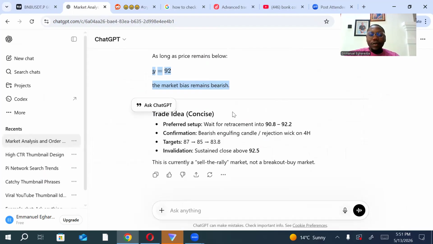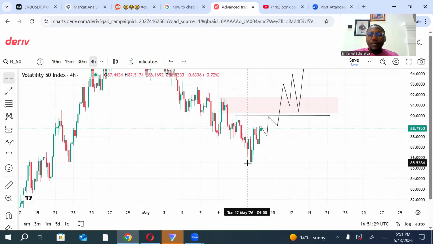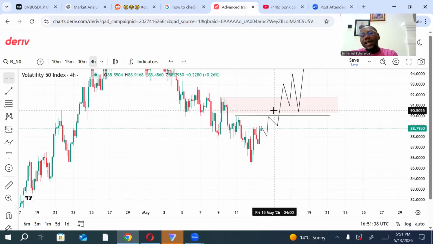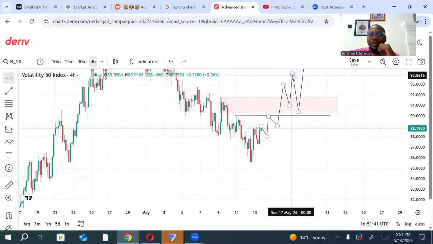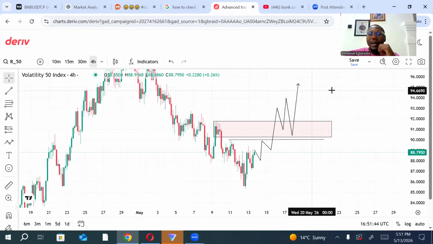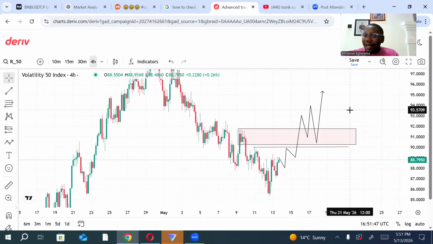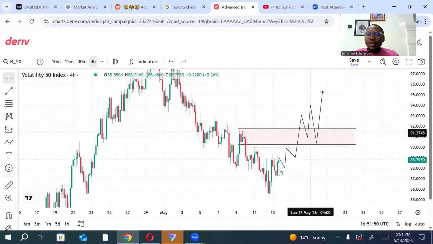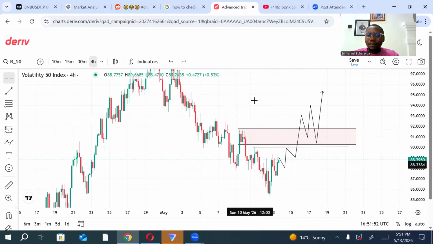See, trade idea, concise. Preferred setup: wait for retracement into 90.8 into the other block. Confirmation: bearish engulfing candle, rejection wick on 4H. Target 87, 85, 83.8, which is this low here. So they are saying that price should get here first, and let's see if there will be a bearish intent from here. If there's no bearish intent and price breaks above it, we start buying. As simple as that. Simple and clear.